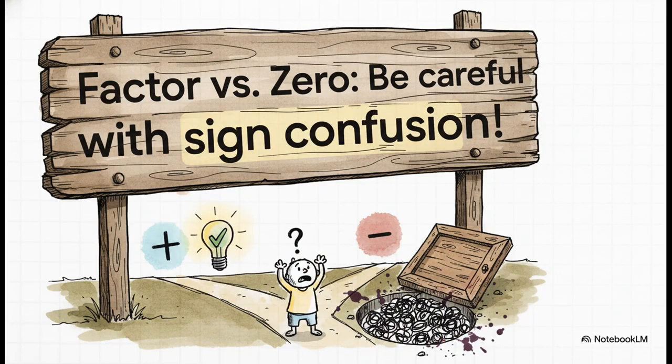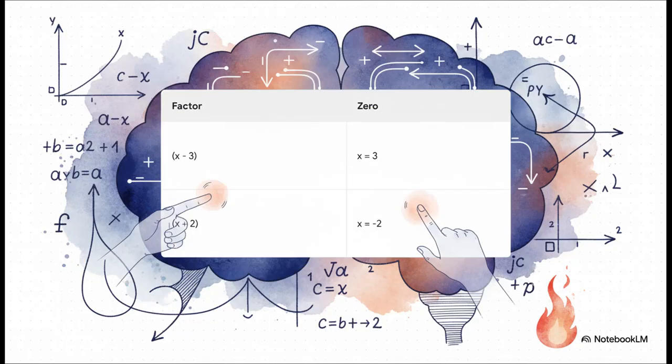Now listen up, because this is the number one spot where people get tripped up. It's so simple, but it's all about the signs. Forgetting this rule can send your whole answer in the wrong direction. Okay, check this out. The factor and the 0 or root always have opposite signs. So if the factor is x minus 3, the number you test is a positive 3. If the factor is x plus 2, the number you test is a negative 2. Lock this in your brain, seriously. It will save you so many points.